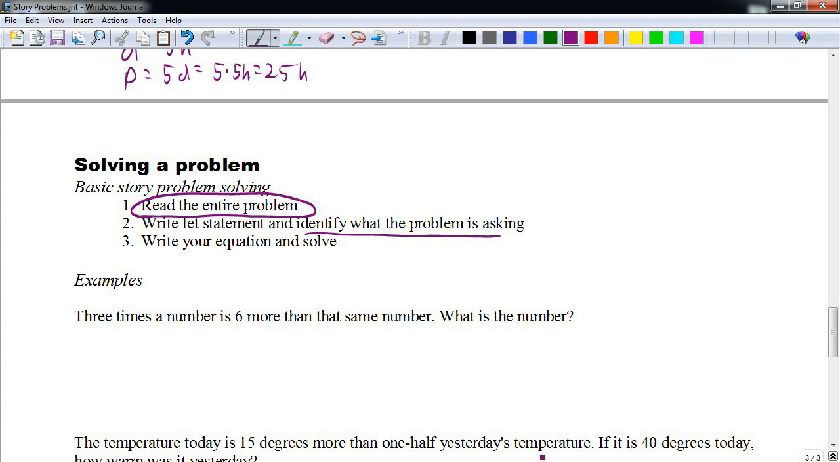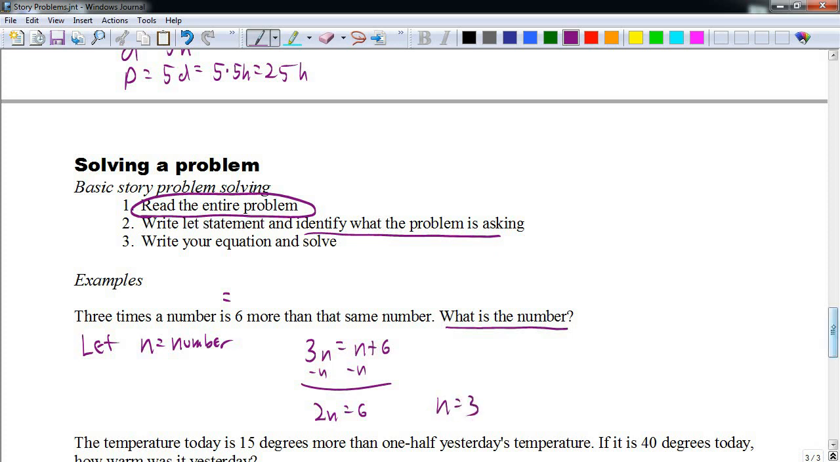Okay? And then identify what the problem is asking and write a let statement for that thing. Decide that some variable represents the thing that you have to find. And then write your equation and solve it. So in these examples, 3 times a number is 6 more than that same number. What is the number? The number is the thing that I need to find. So let's let n be the number. Okay? 3 times a number is, there's my equal sign. 3 times a number is 6 more than that same number, n plus 6. There's my equation. Then I solve it from there. Minus n, I get 2n equals 6, and so n is 3.